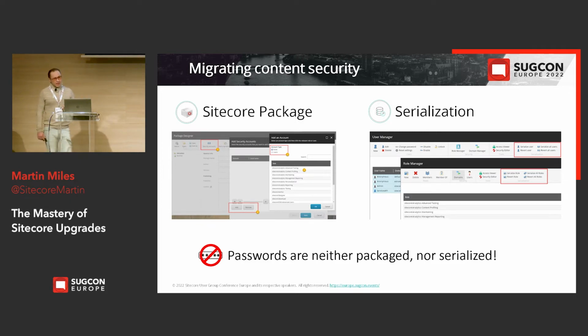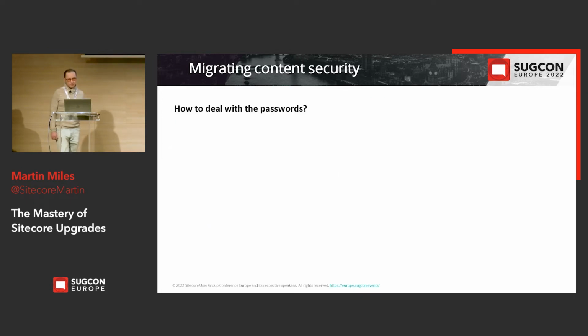The problem is that both these options do not transfer the passwords. So the password is either reset to some random value when you use a package, or it will have the default value of b when you use serialization. So how do we deal with the passwords in that case?